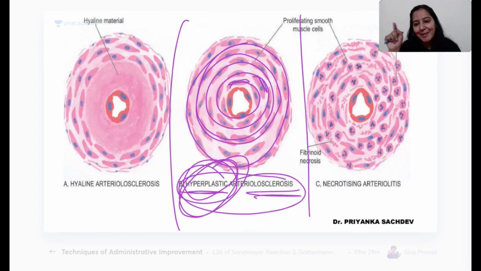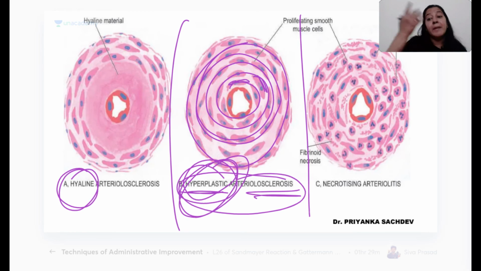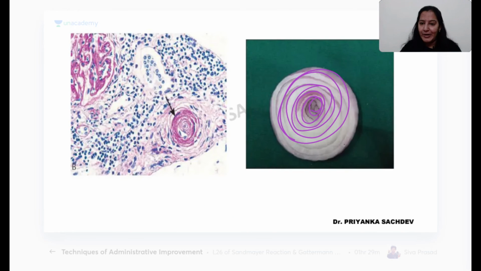So no need to learn the name, just understand. The first one was known as hyaline arteriosclerosis because hyaline was deposited. The second one is known as hyperplastic arteriosclerosis because of hyperplasia of smooth muscle cells. So the name itself indicates what the pathology is. Pathology is a very simple subject. No need to learn pathology. Name itself indicates what the pathology is. You have to just understand the things beautifully. Correct or not? So that is the second point.